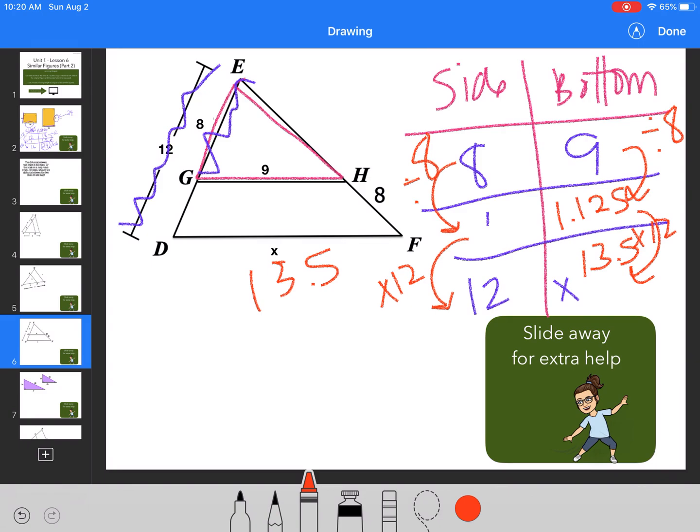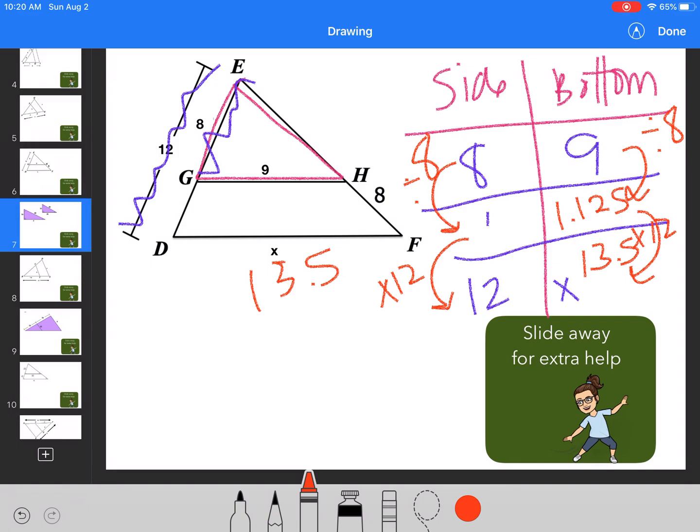Okay, so before we get too far, I want you to think about your answers. So when you're looking at your triangle, if you know this side is 12 and it looks roughly to be about the same length, you want to make sure that your numbers make sense. That's really, really important that your numbers make sense.